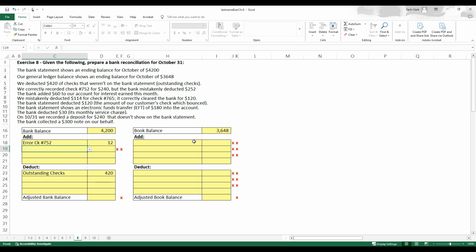The bank added $60 to our account for interest earned. So that's just revenue we earned. We messed up and deducted $114 for check 675. It should have been $120, so we need to reduce that bank balance further. And the difference between those is 120 minus 114.